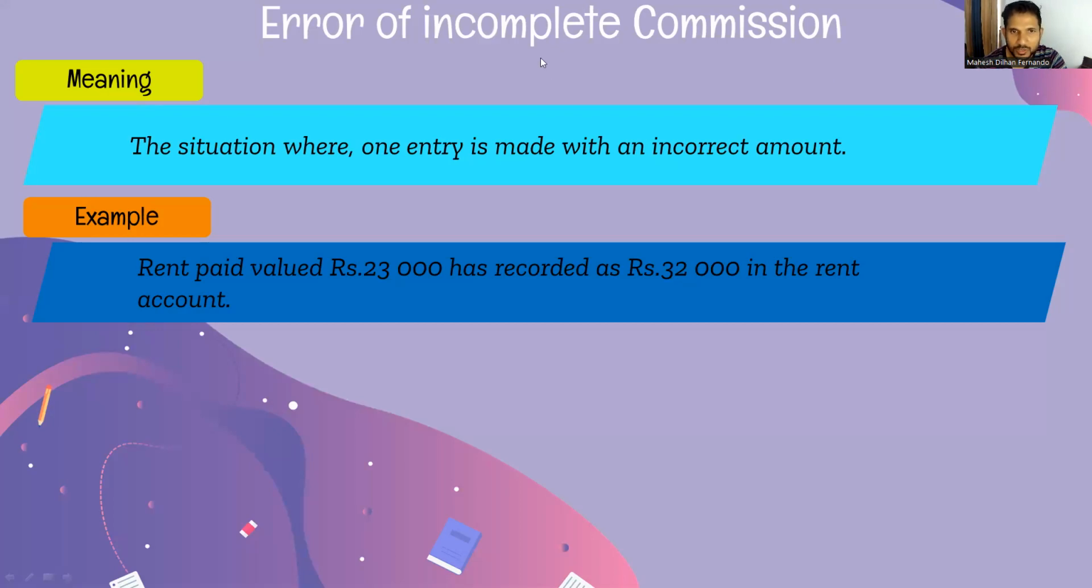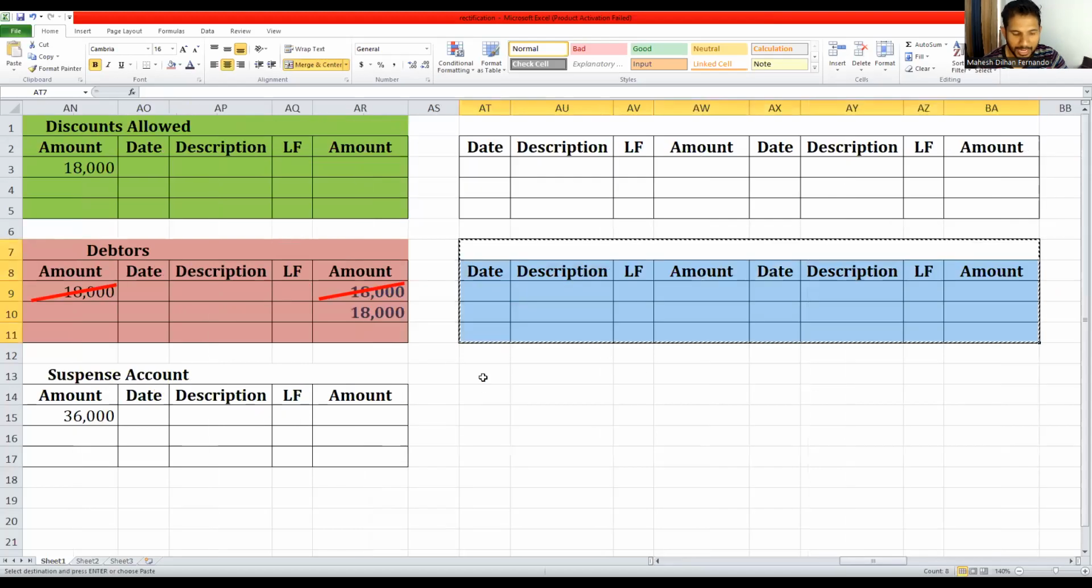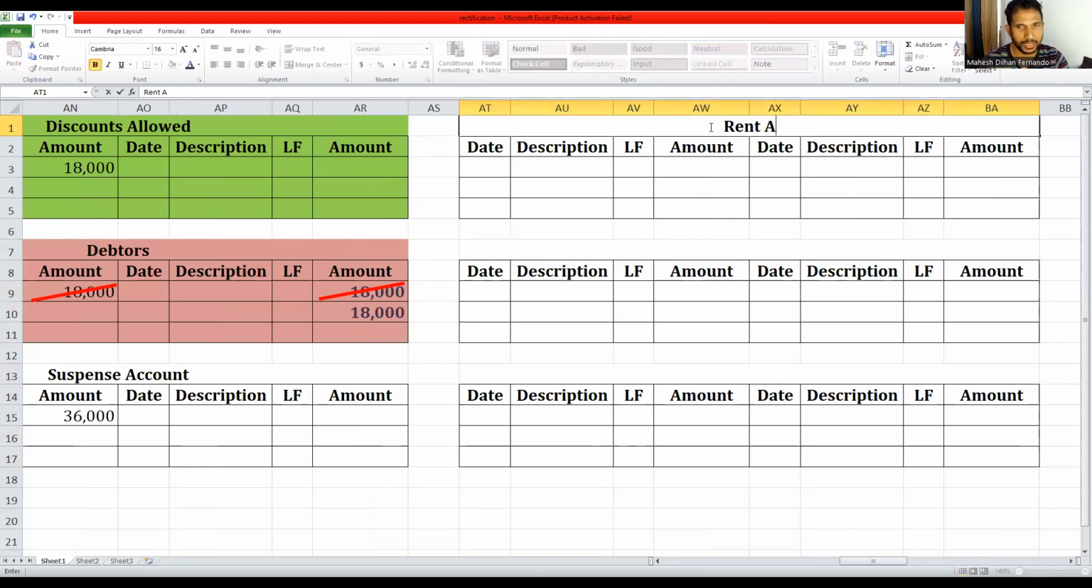Now let me explain the situation we have to face here. We have paid rent. To record it, we need the rent account and the cash account. The payment of the rent is 23,000. It doesn't say anything regarding the cash, so we have to assume that the cash account is correctly recorded, correctly credited. But in the rent account, how much have we debited? Not 23,000, but 32,000.